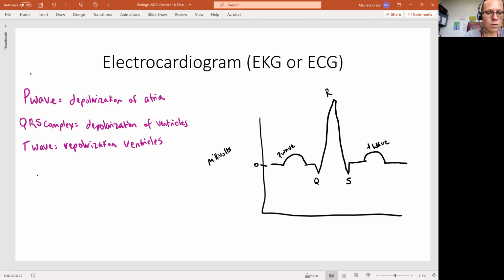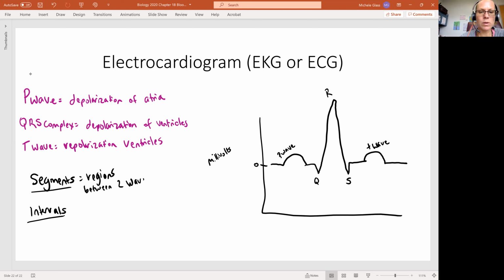Now, you can look at what are called segments or what are called intervals. When you are looking at segments, you have regions between two waves. So that's the space in between. And then when you have intervals, you have a segment plus one or more waves.